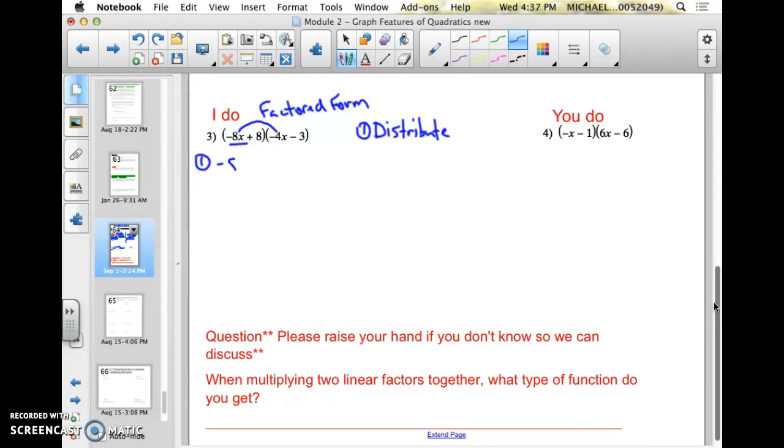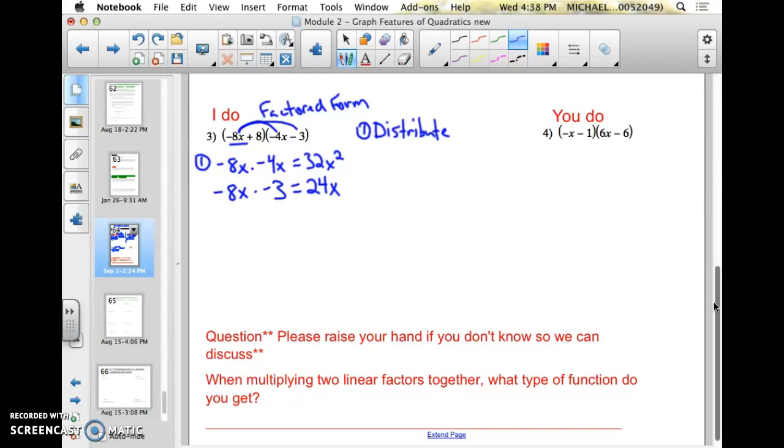So I'm going to do negative 8x times negative 4x. Alright, that math, negative 8 times negative 4 is positive 32. X times x becomes x squared at the top. Then I'm going to go back to the first term, negative 8x, and distribute it into the second term of the second factor. So it becomes negative 8x times negative 3. Negative 8 times negative 3 becomes a positive 24. And I bring that x along to the right because negative 3 did not have an x.